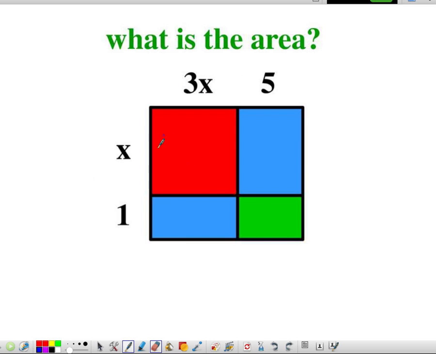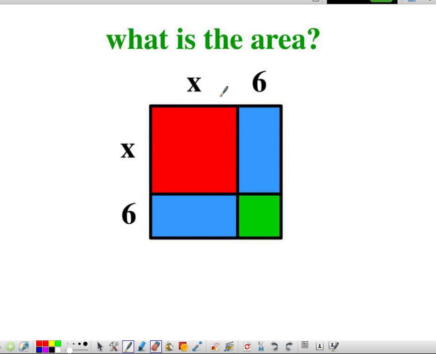Alright. Is this a square right here? X plus 1, and then we have 3x plus 5. Is this a square? Are the dimensions exactly the same? Is the length the same as the width? No. This here is a rectangle.